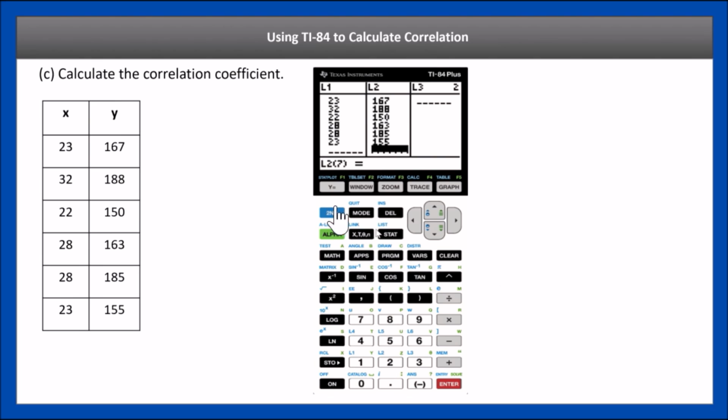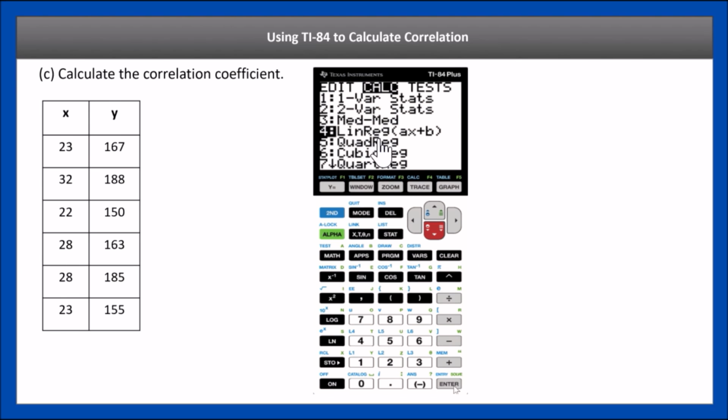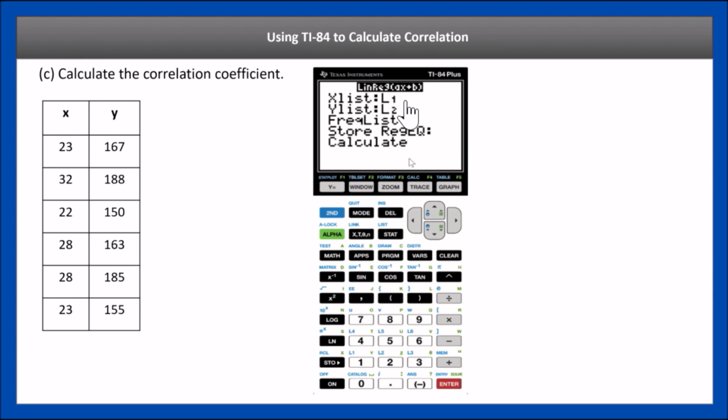Okay. Then we're going to exit out of this, so we're going to hit second quit, or second mode. And then we're going to go to second, stat. We're going to go to calc. We're going to hit linear regression, number 4. All right, and then we have L1, L2, just go to calculate.